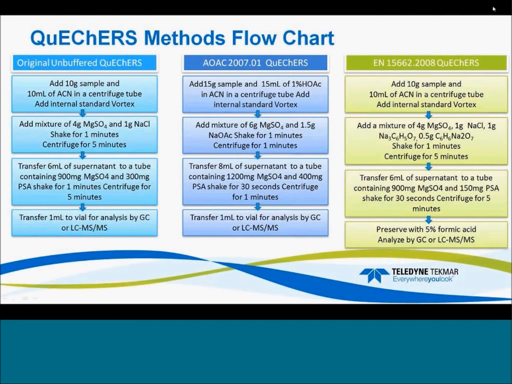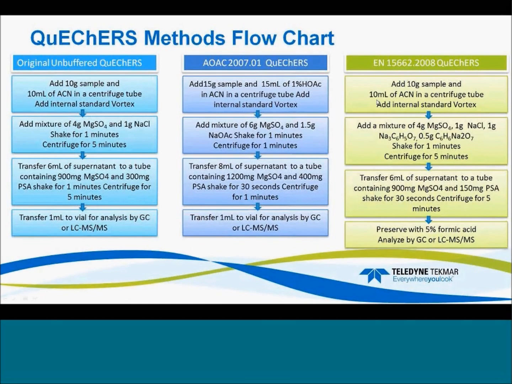Right here is basically a QuEChERS method flowchart, going from the original unbuffered QuEChERS method to the AOAC to the EN. As you can see here, the sample ratios are about the same. Sample ratio and solvent ratios are always the same. We're working with a 1-to-1 ratio, so 10 grams to 10 mils for the unbuffered. AOAC, you can see you're working with 15 grams to 15 mils, so 1-to-1 ratio. The EN also employs the 1-to-1 ratio of 10 to 10.